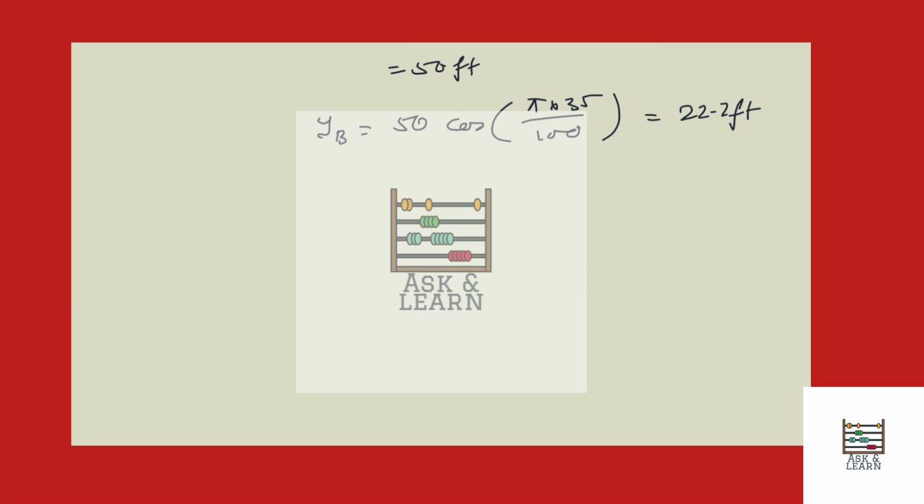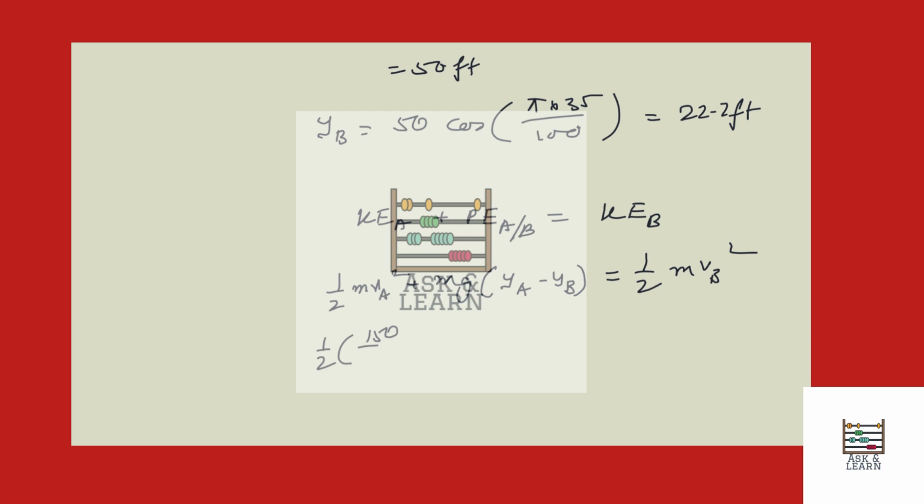Now you have to apply the principle of conservation of energy. That means you have the kinetic energy at A plus the potential energy at A equal to the kinetic energy at B, assuming the potential energy is calculated from B. So this is half m v squared plus mg times (y_A minus y_B) equal to half m v squared. Mass is 150 over 32.2, the value of g itself, times 5 squared, that's given, right?